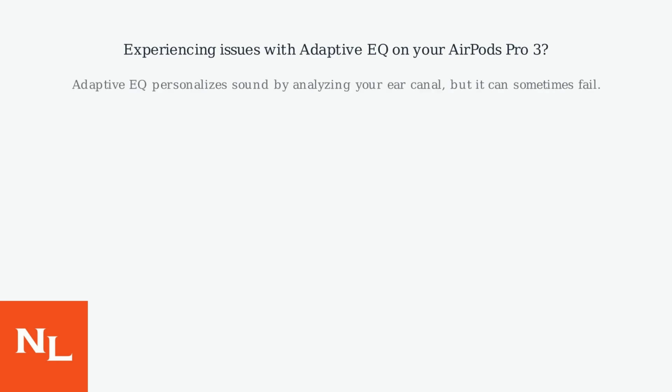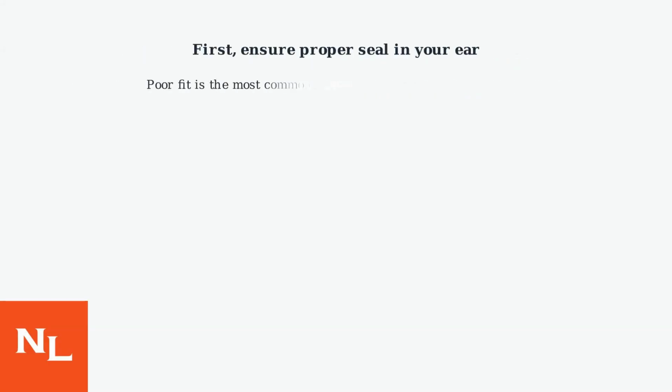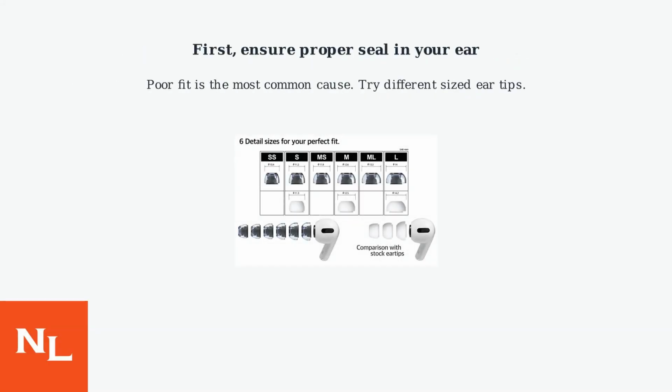Experiencing issues with adaptive EQ on your AirPods Pro 3? You're not alone. Adaptive EQ personalizes sound by analyzing your ear canal, but it can sometimes fail. First, ensure your AirPods Pro 3 have a proper seal in your ear. Poor fit is the most common cause. Try different sized ear tips.